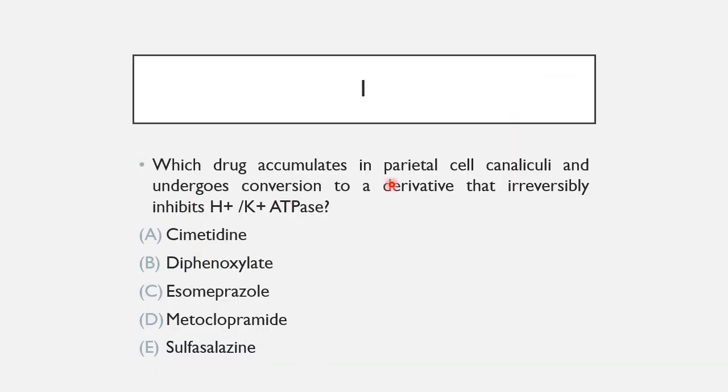Which drug accumulates in the parietal cell canaliculi and undergoes conversion to a derivative that irreversibly inhibits hydrogen potassium ATPase? Also write down the name of its active derivative. Is it cimetidine, diphenoxylate, esomeprazole, metoclopramide, or sulfasalazine?